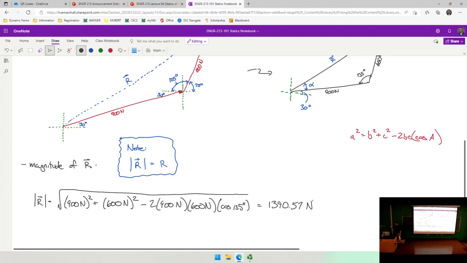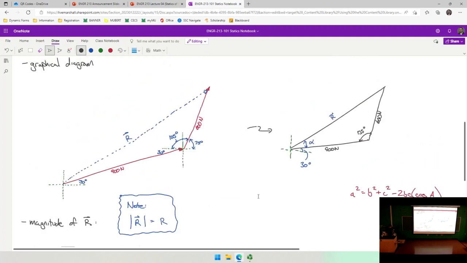Now, there's a number of different ways of going about doing this. Personally, I try and utilize the law of sines whenever I can because I think it's easier. I think the formula is smaller, and I'm lazy. So what I'm going to do is say that the sine of alpha divided by 600 newtons has got to equal the sine of 135 divided by the magnitude of r. But we just figured out what the magnitude of r is, right? We just did that. So now I can solve for alpha.